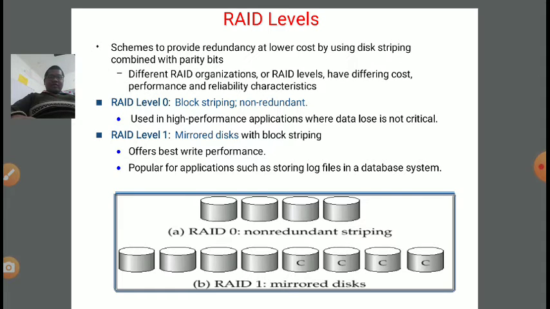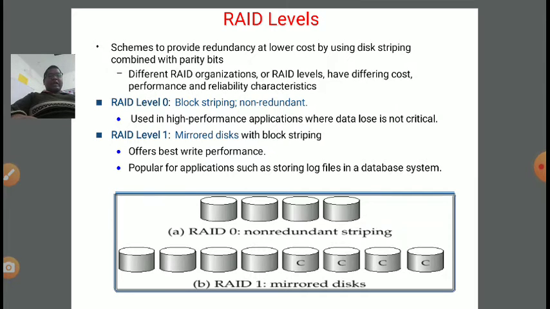Okay, so these are schemes to provide redundancy at lower cost by using disk striping combined with parity bits. The parity bit is included in order to reduce the cost of providing redundancy. Now, different RAID organizations or RAID levels have different cost, performance, and reliability characteristics.